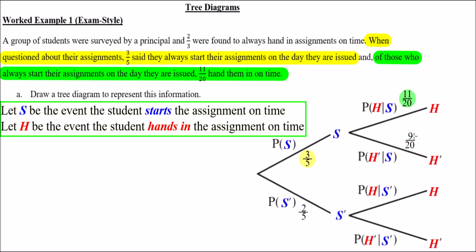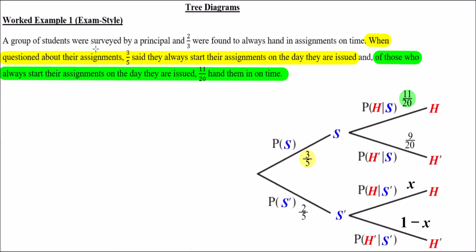So where to go from now? Well, we don't know these probabilities down here, so I'm going to call this branch X, and this bottom one down here 1 take away X. We can't work out what each branch is yet, because we're told on this first line about this group of students surveyed by a principal and 2/3 were found to always hand in assignments on time. These 2/3 that hand in assignments on time are split between these here, which hand in on time, and also these as well. So at this stage, that's as far as we can go with doing our tree diagram, and that's part A done for now.